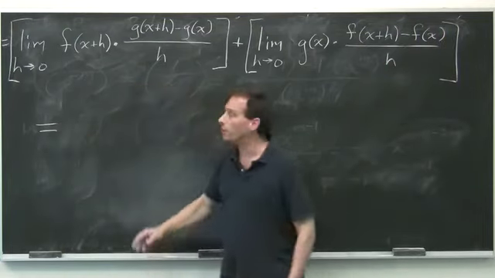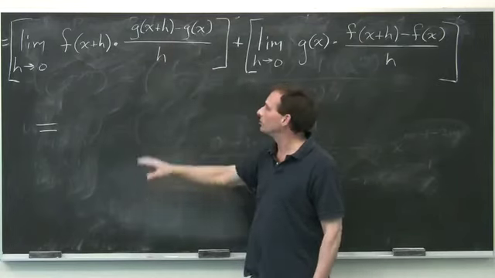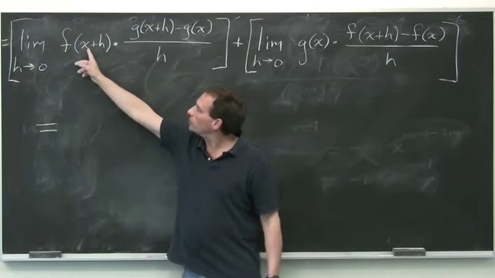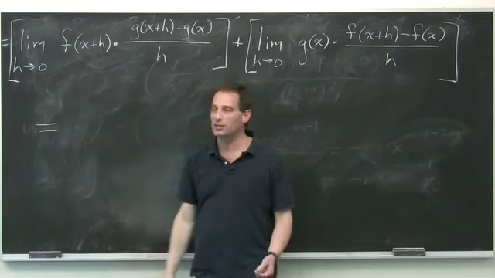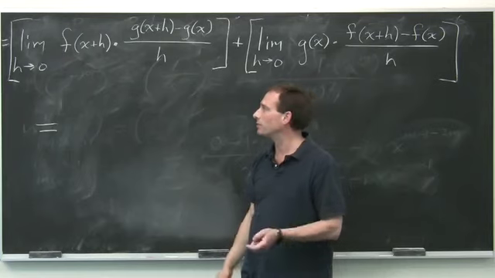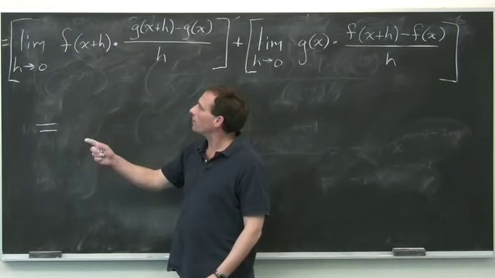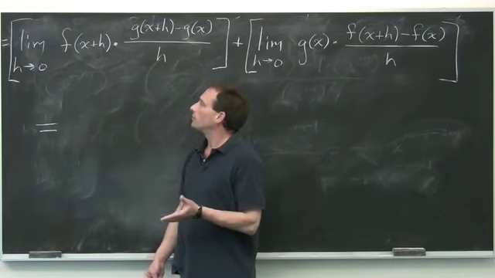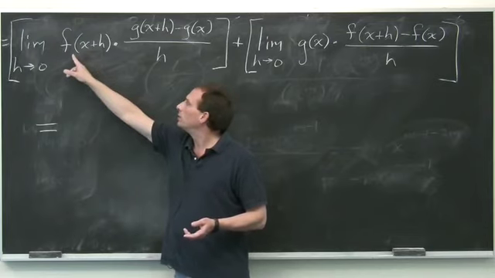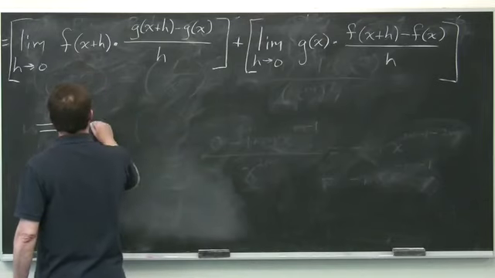As h approaches 0, this limit of this part is g prime of x. As h approaches 0, this approaches f of x because f has to be continuous at x because it's differentiable there. That's a technical point, but an important technical point. Because f is differentiable at x, f is continuous at x, which means that as h approaches 0, f of x plus h approaches f of x. And so this part becomes f of x.